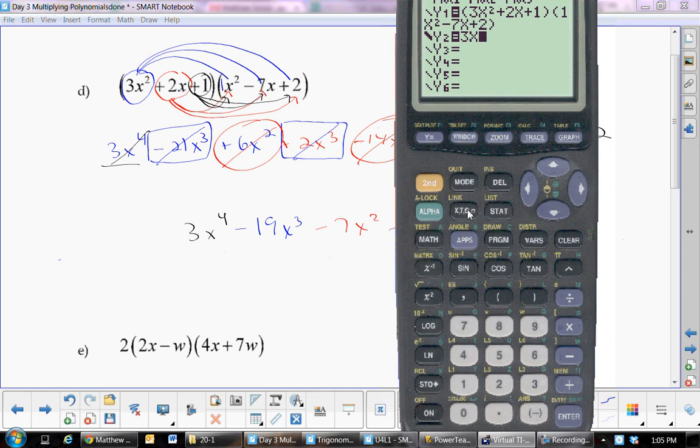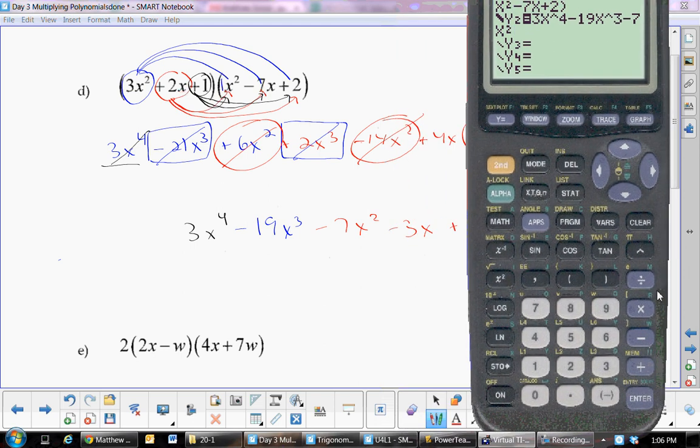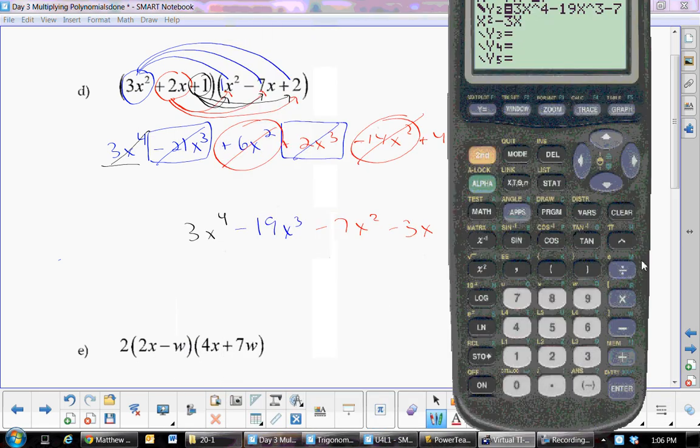3x. Now in this case, you're going to have to use the exponent button to the 4 minus 19x cubed minus 7x. And you could either go to the exponent 2 or just squared. Minus 3x plus 2.